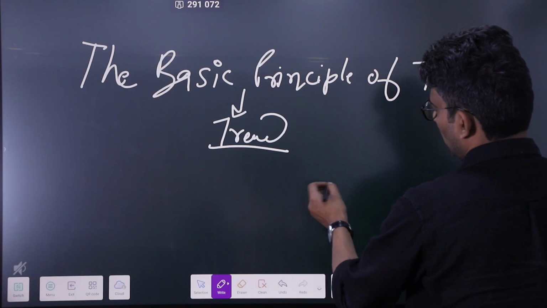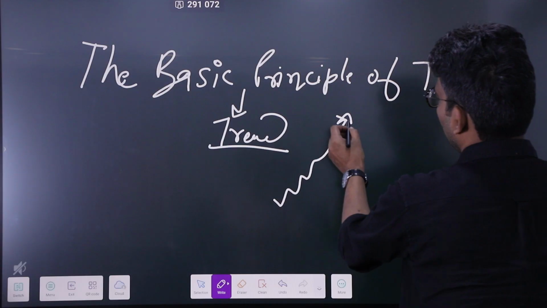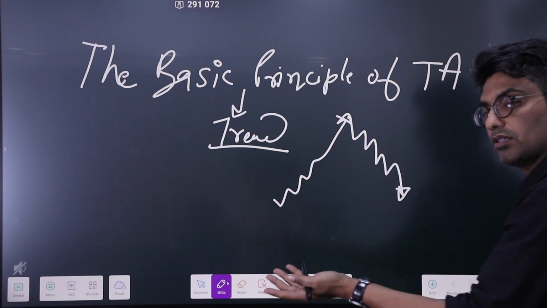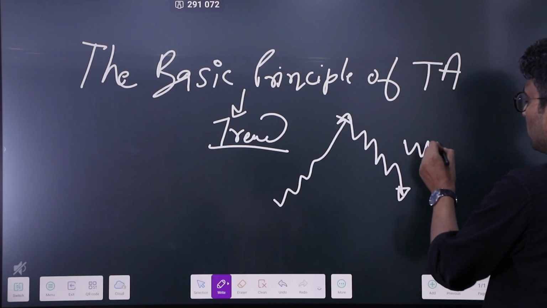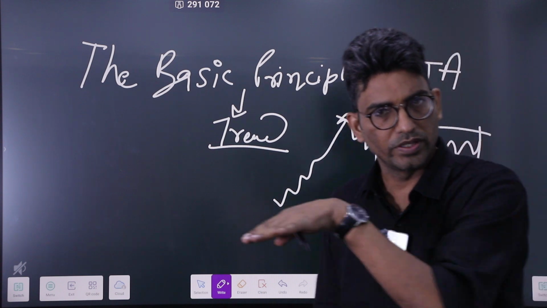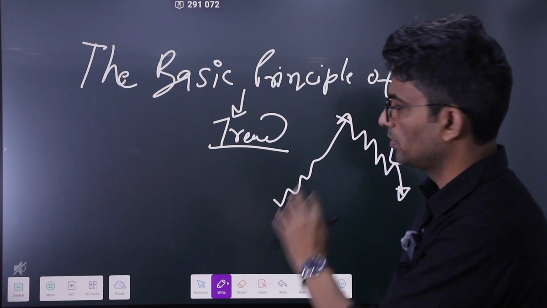Stocks could either be moving upwards, so that's an upward trend. The stocks could possibly be going down, which is a downward trend, or it is also possible that the stocks are not moving anywhere. They're just consolidating, hovering around the same level, not moving in either an upside or a downward direction.